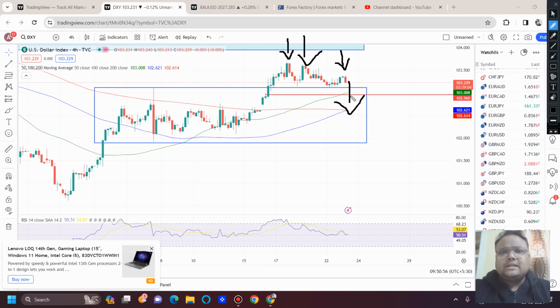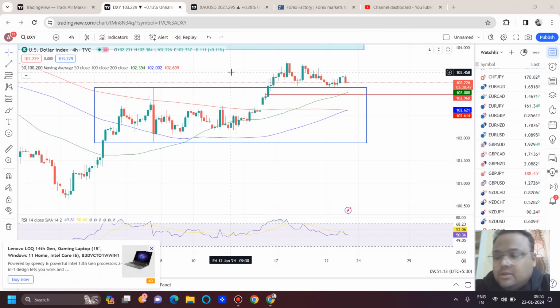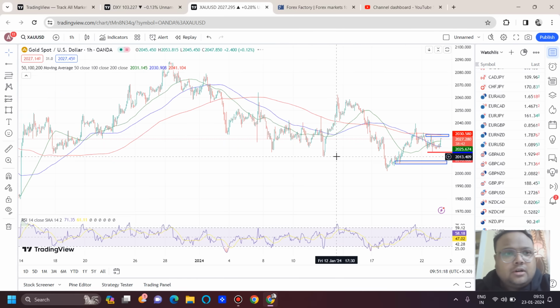And as we have already discussed, if DXY enters inside the range, then things will not be very good for day traders because the market will be low in volatility, and moreover the market may remain sideways or choppy for the next couple of days again. So let's wait and watch. Not a good picture from DXY. Now let's look at the chart of gold.